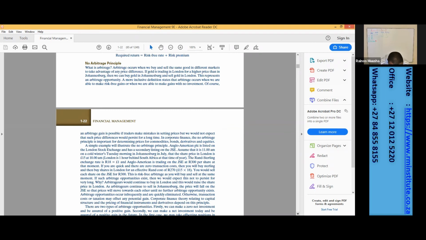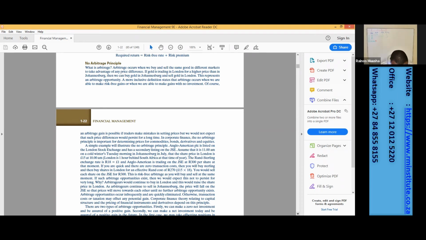A more inclusive definition states that arbitrage occurs when we are able to make risk-free gains, and when we're able to make gains with no investment. Of course, an arbitrage gain is possible if traders make mistakes in setting prices, but we do not expect that such price differences would persist for a long time. So in corporate finance, the no arbitrage principle is important for determining prices for commodities, bonds, derivatives and equities as well.